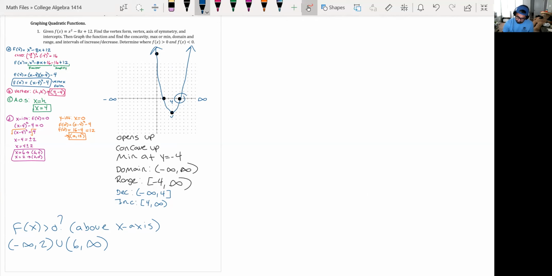And then the last one wants to know, where are we below the x-axis? And that's everything down here. That's where we are below. So this is just going to be from 2 to 6. Now look at the notation here. They all have parentheses on them. If this said greater than or equal to or less than or equal to, all of these would have brackets.